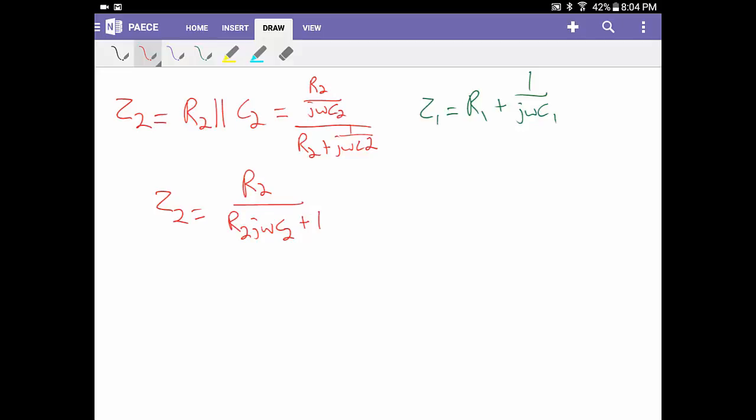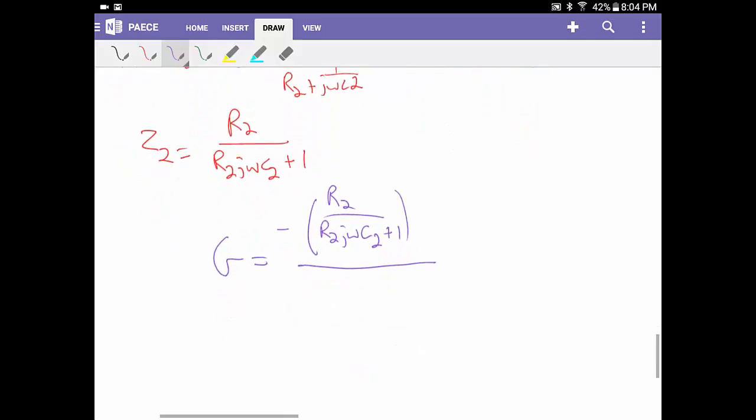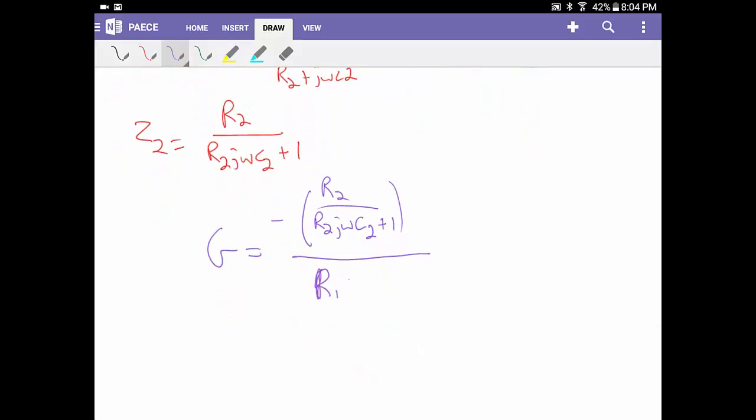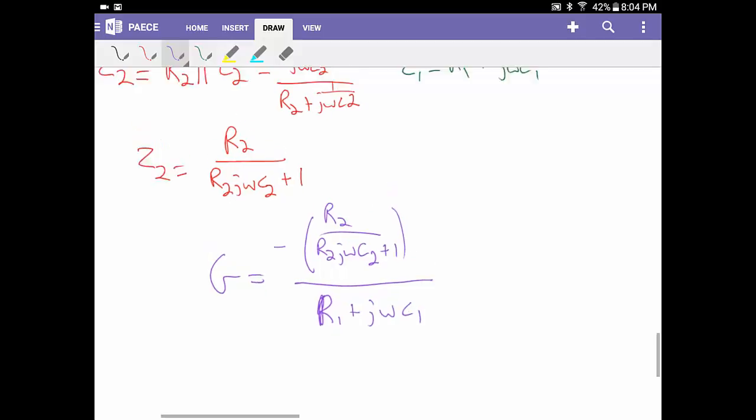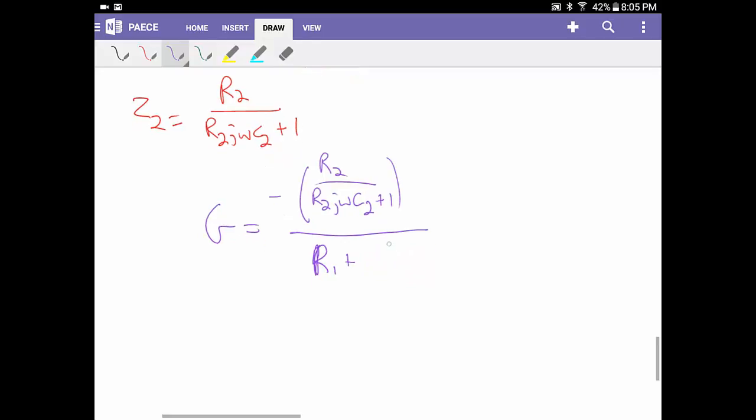And again, this all looks painfully hard in terms of math, but really it's all just numbers. So now we have G is going to be equal to minus quantity R2 over R2 J omega C2 plus 1, all over top of R1 plus 1 over J omega C1. Again, sorry for the math mix-ups here. Let me make this look a little bit better. 1 over J omega C1. Is there an R there?